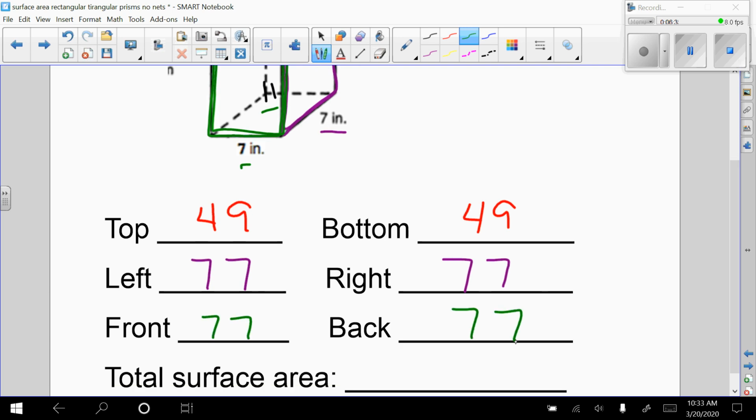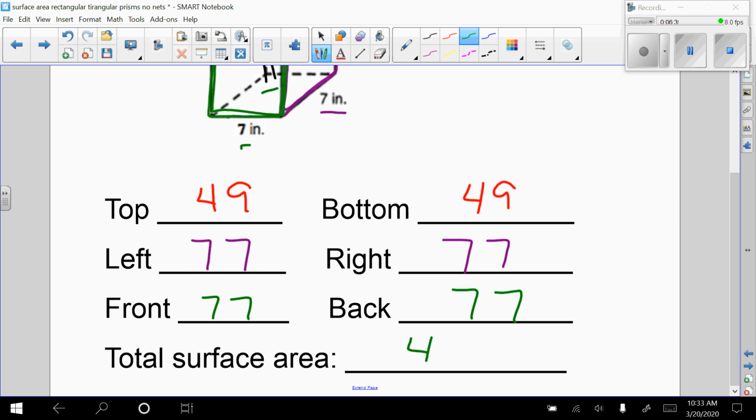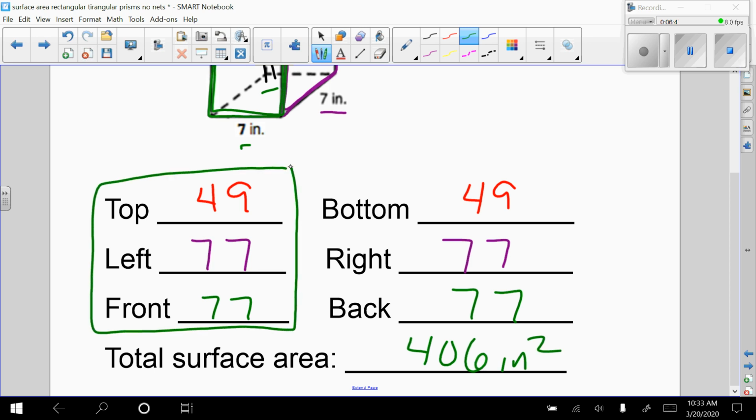Again, you're going to add them all up, and you're going to find out that the area is 406 inches squared. Again, if you just want to find the one side you can see, that's fine. Just make sure you don't forget to multiply it by 2.